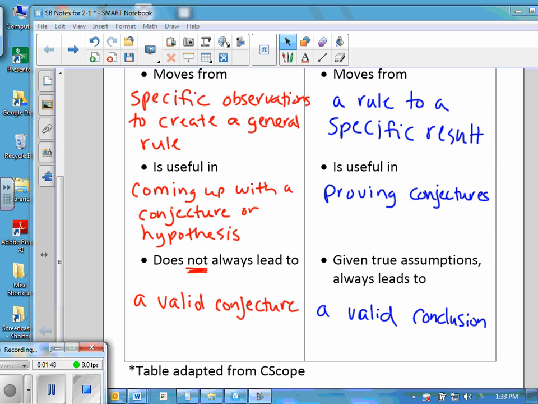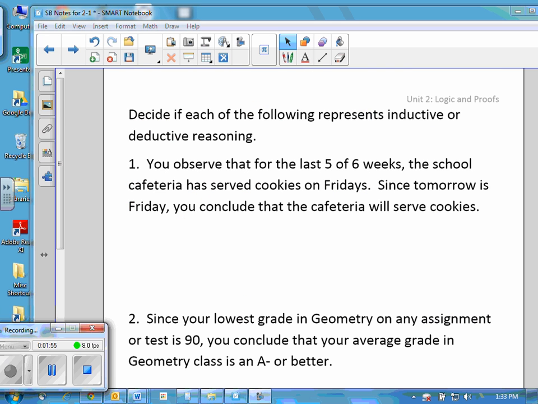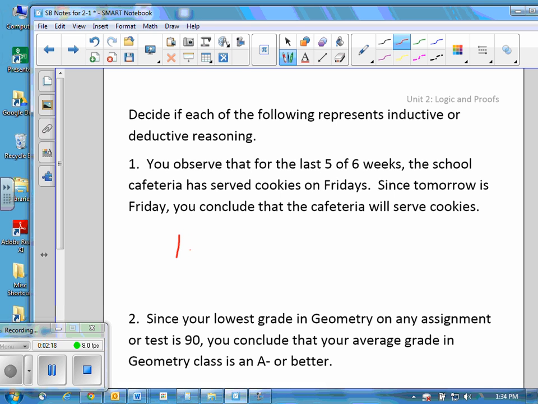Now let's move on and see if we understand the difference between inductive and deductive reasoning. Take a few minutes and read over each of the 5 situations that you see on your page. Decide whether you believe it's inductive or deductive reasoning. Commit to an answer, write inductive or deductive. We will go over them. You'll have a chance to change your answer, but this will be more effective if you've decided what you believe it to be. The first situation will be inductive reasoning.